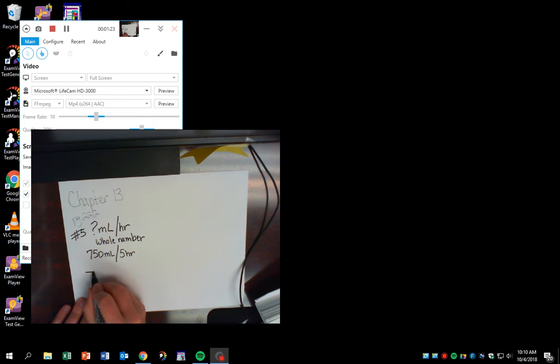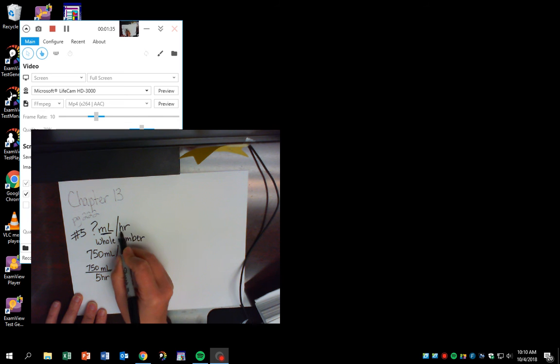So with dimensional analysis, always start with milliliters on top, because that's what it tells us to do right there. So we're going to plug in our information, 750 milliliters over 5 hours. And that's where we need to end up. So ultimately, you're just doing that division. 750 divided by 5 gives us 150 milliliters per hour.